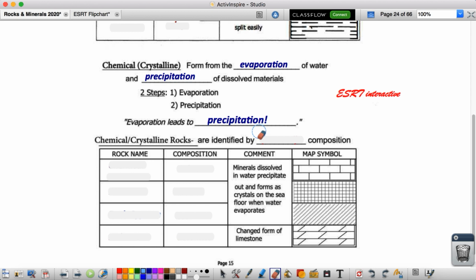Now let's compare to the Earth Science Reference Tables. If the mineral composition happens to be calcite, the rock formed is going to be what?